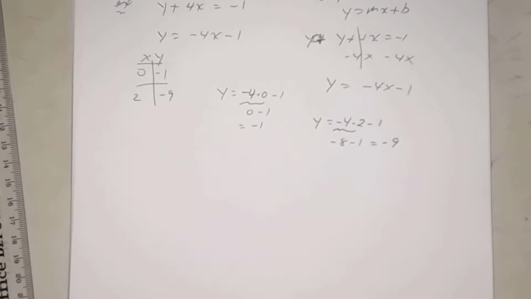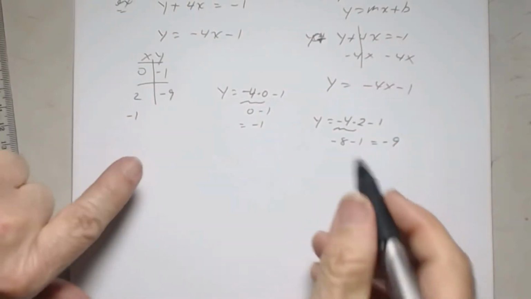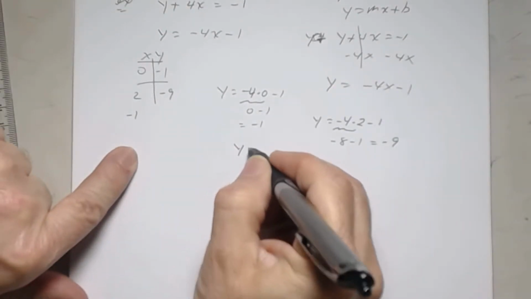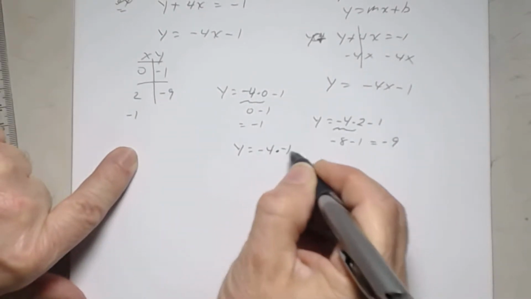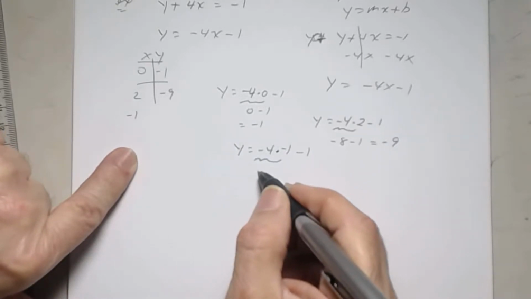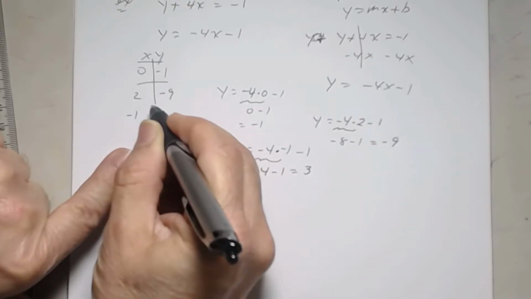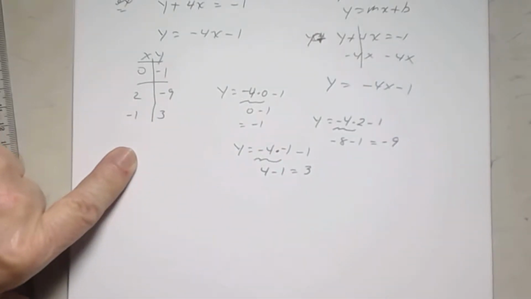Don't use 3, because 3 is not going to fit in here. Negative 1. So if x is negative 1, I got y equals negative 4 times negative 1 minus 1. What's negative 4 times negative 1? 4 minus 1 is 3. All right. So then I plot those ordered pairs.